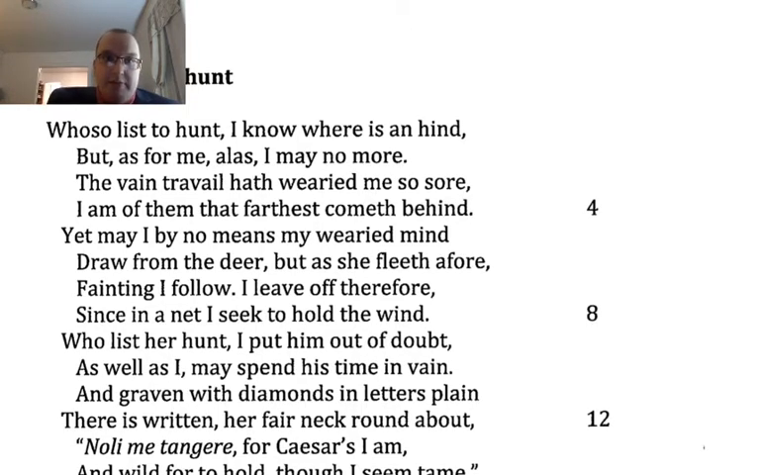Note that we have our rhymes going. So we have our A sounds: hind, behind, more, sore, mind. This is wind, but if you were reading it aloud, you'd say wine. Afore, therefore. So that ends our ABBA sounds. We have doubt, about, vain, plain, then our final EE: am, and tame. So this is ABBA, ABBA.